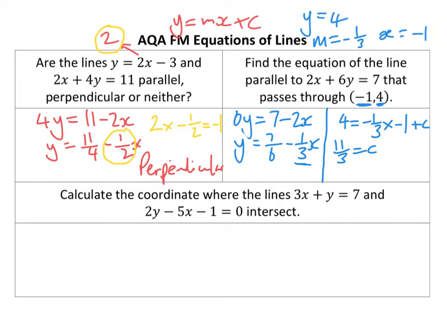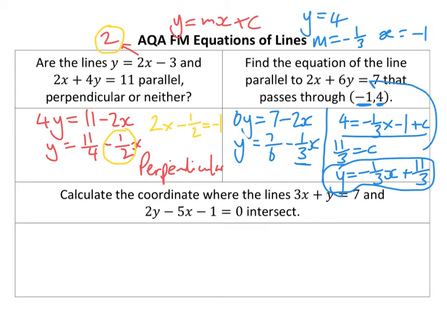All I've done is rearrange this to find c. And so I end up with y equals -1/3 x plus 11 over 3. Now you could rearrange it so that it looks different. If I were to rearrange that, I would multiply by 3, so I get 3y equals 11 minus x, or something like that. Okay, so there you go.